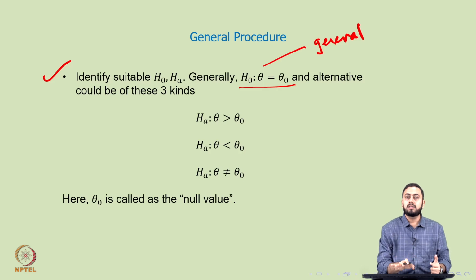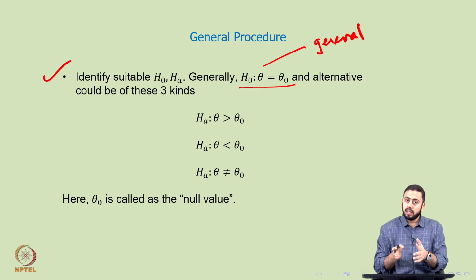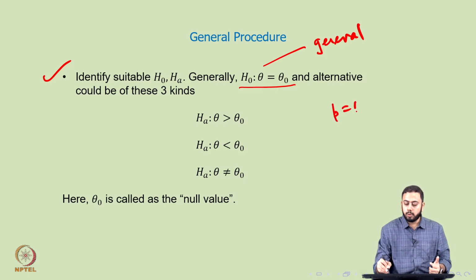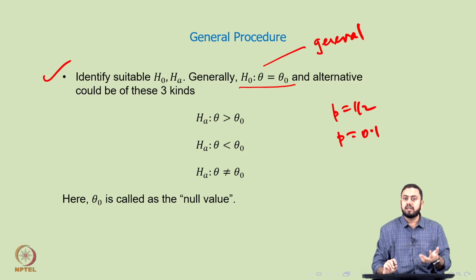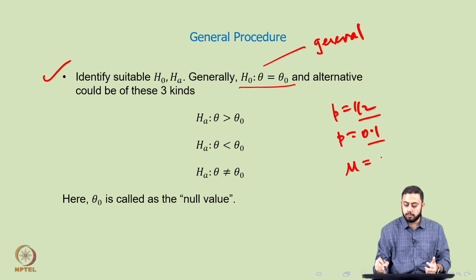But generally, I will keep H naught to be something like theta equals theta naught, and you have seen this in the last couple of examples, isn't it? So, p equal to 1/2 or p equal to 0.1. In this case my theta is p, and what exactly is theta naught? Theta naught is that value which is assumed to be true under the null. For example, 1/2 or 0.1. Or if you remember the students' heights example, there we took mu to be 5.5. So in this case my theta is mu, and my theta naught is 5.5.